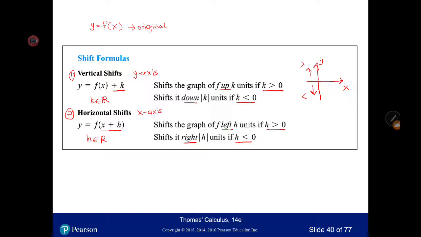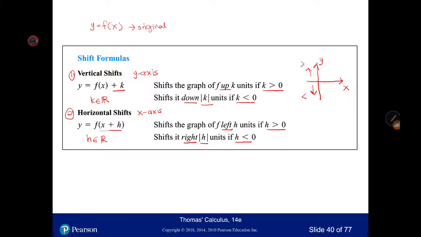What else? The units. The units depend on the magnitude of k and h. So now the application of the absolute value comes in, because when we're moving, the distance is not positive or negative. The positive and negative just show the direction, and the units is the magnitude of k. So if you have f of x plus k with k positive, the whole original graph is going to move upwards k units. And if you have y equals f of x plus h, and h is positive, the whole original graph is going to move to the left by the absolute value of h units.